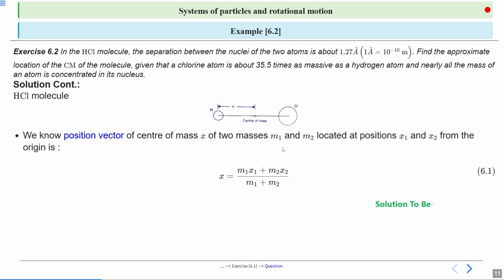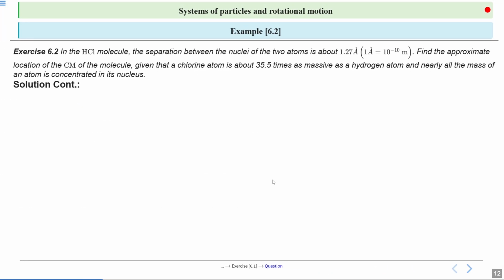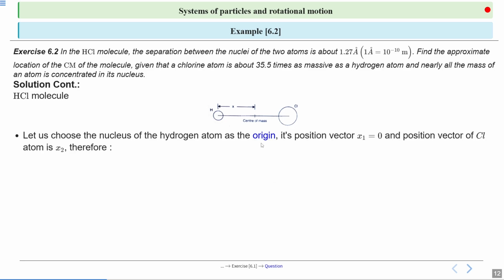So the formula of the center of mass is x equals m1 x1 plus m2 x2 divided by m1 plus m2. Now, the HCl molecule, here we already discussed. Taking the nucleus of the hydrogen atom as the origin, its position vector x1 is equal to 0, because the hydrogen atom is at the origin. And the position vector of the chlorine atom is x2.